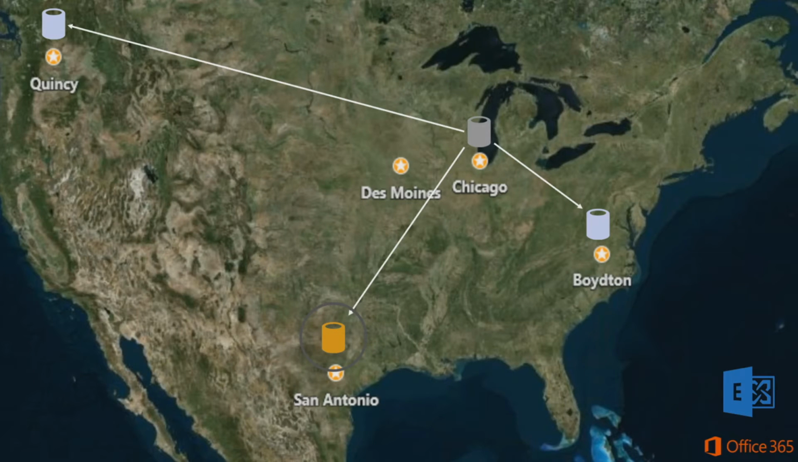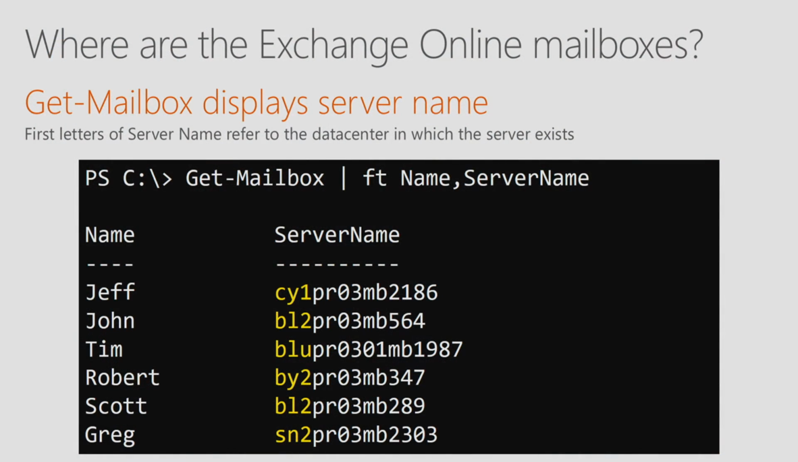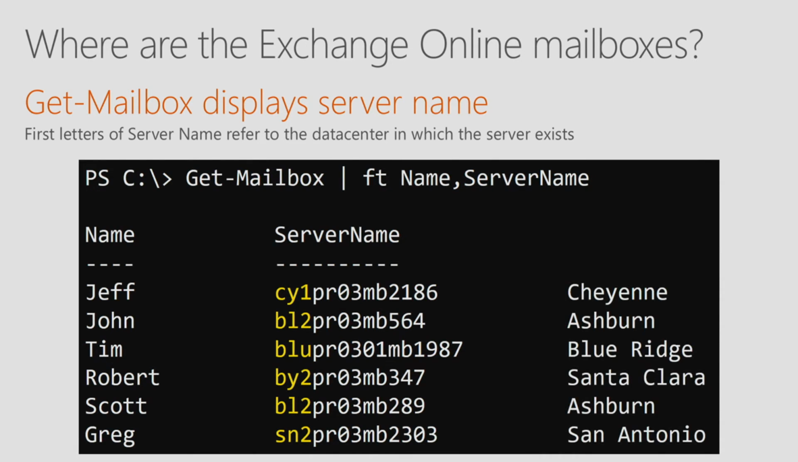Now, some folks have figured out that if you run Get-Mailbox, that will display the name of the server on which your mail is running. Some folks have also figured out that if you look at the first couple letters of that server name, it can possibly tell you where things are. Or can it? How many of you know where CY1 is? Didn't think so. Really? You think you know? Where is it? No. Yes, it is. Okay. Damn it. Okay, BL2. How many of you know where BL2 is? Haha, you'll never get it. Nope, nope. Ashburn, not even on the list.